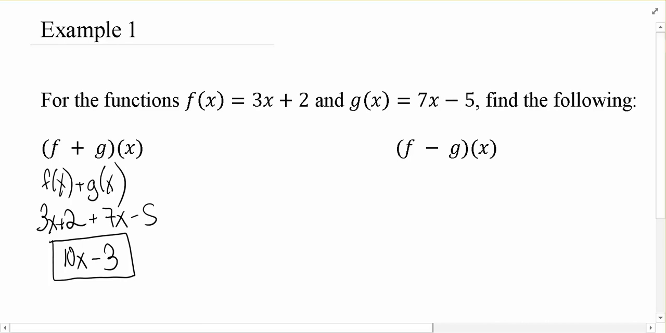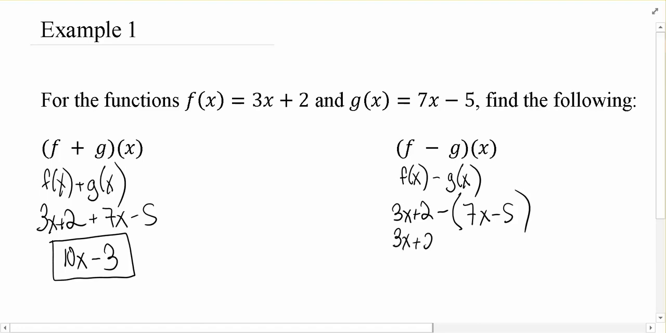Now for subtraction, if I want to subtract f minus g, this should become, as you'd expect, f of x minus g of x. The only thing to be aware of in this case is to remember to subtract all of g. So by subtracting all of g, we're saying make sure you have parentheses around g, which basically means distribute that negative, and then we can combine like terms. So pretty straightforward, pretty simple.